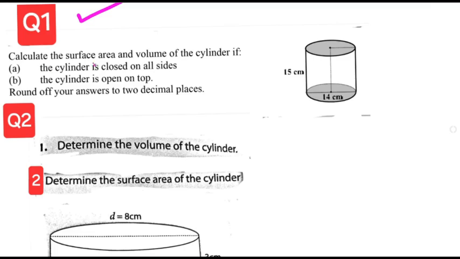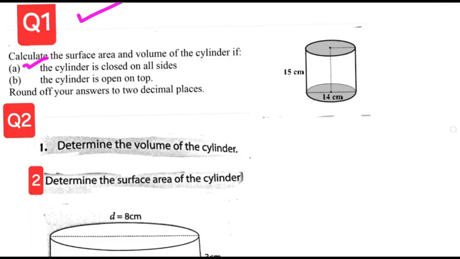The question says calculate the surface area and volume of the cylinder if the cylinder is closed on all sides. So first we need to solve part A, the cylinder closed on all sides, which means top and bottom. The top is a circle, the base is also a circle. So let's see how to solve this question.